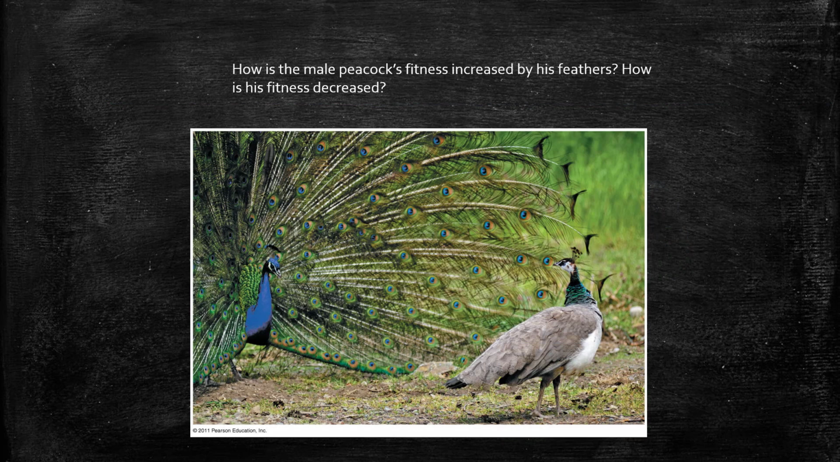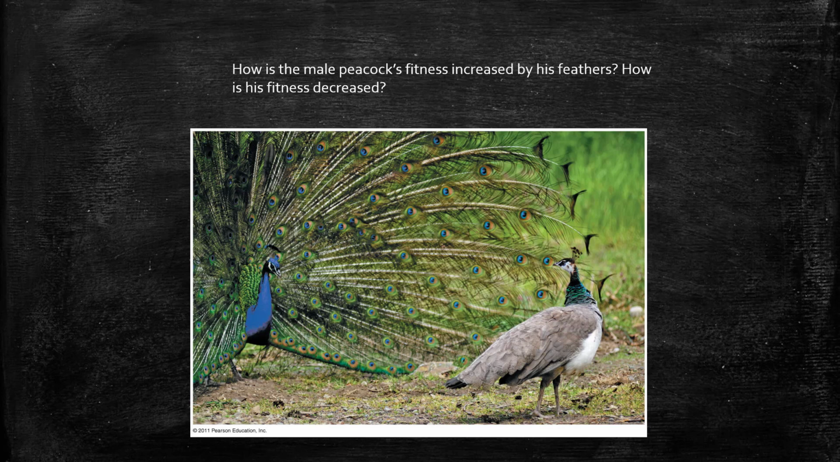So here, for example, we see a male peacock with a great big bushy tail feather. How is his fitness increased? How might his fitness actually be decreased? A lot of times, attracting a mate is a compromise between one type of fitness and another. In this case, having a big tail shows that you have lots to eat, that you are healthy, and therefore you might get to mate. But it also makes you slow to run away, and it might make you easier to catch.